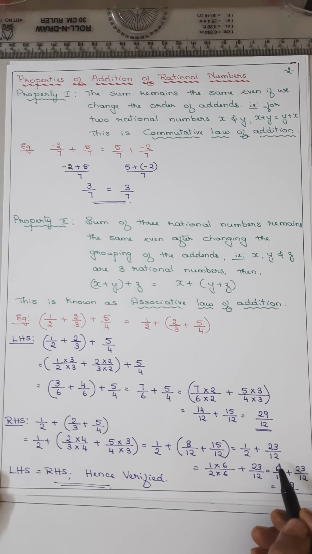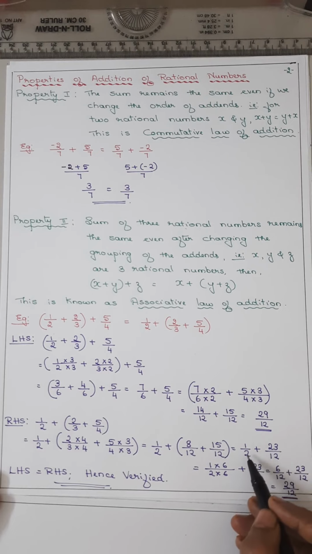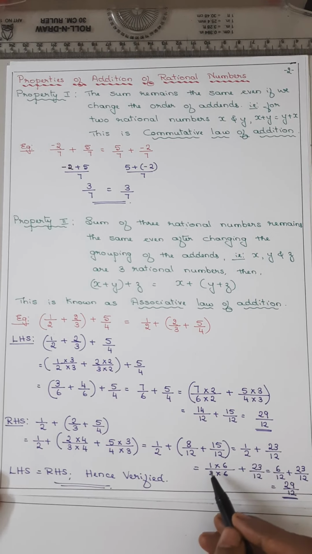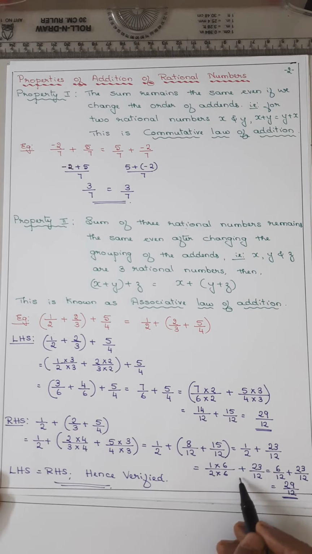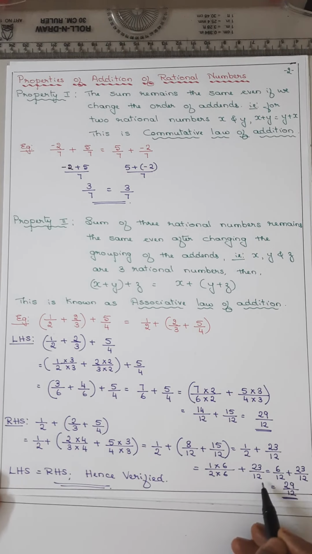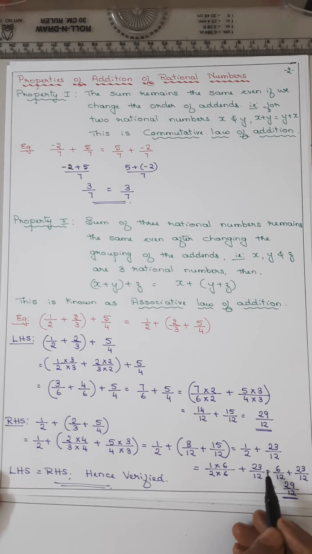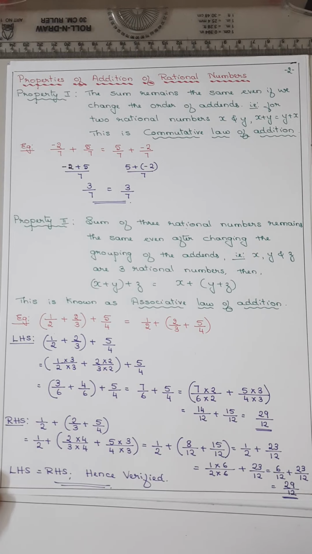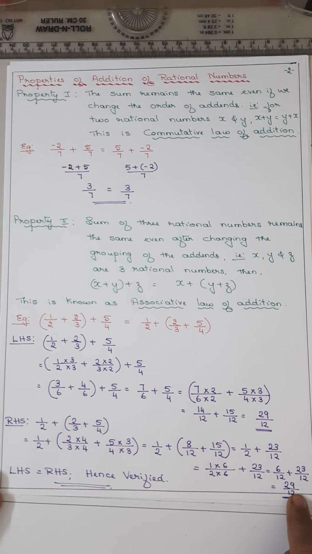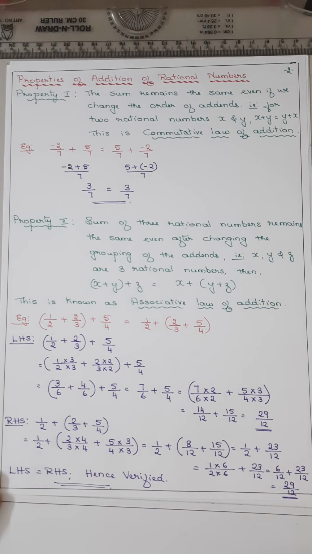Now 2 and 12. Bigger number is 12. 12 ones are 12. It is in the table of 2. It is a multiple. So only this we have to convert. 12 is the LCM. 1 by 2. 2 sixes are 12. So multiply the numerator by 6 plus 23 by 12. 1 six is 6 by 12 plus 23 by 12. When you add 23 plus 6, it is 29 by 12. So LHS is equal to RHS, hence verified.